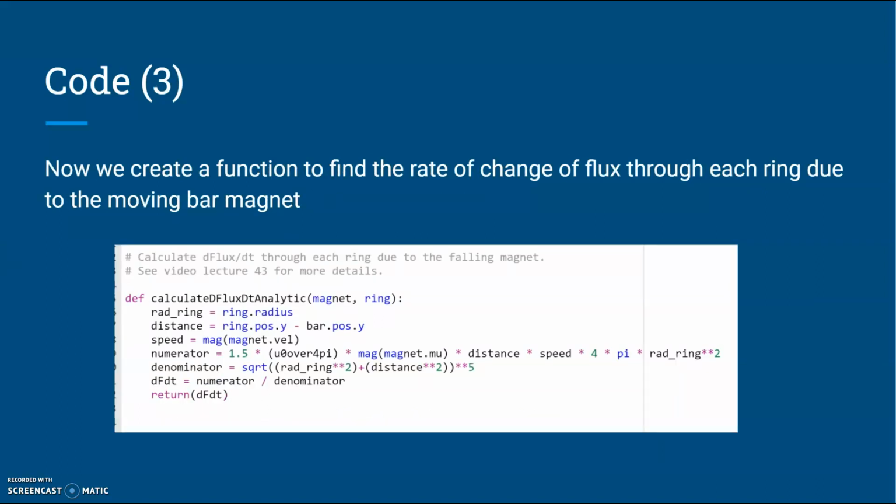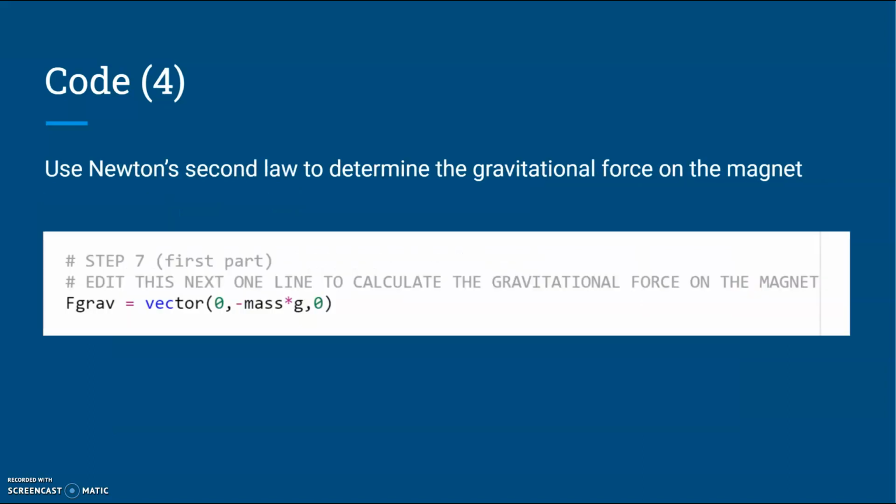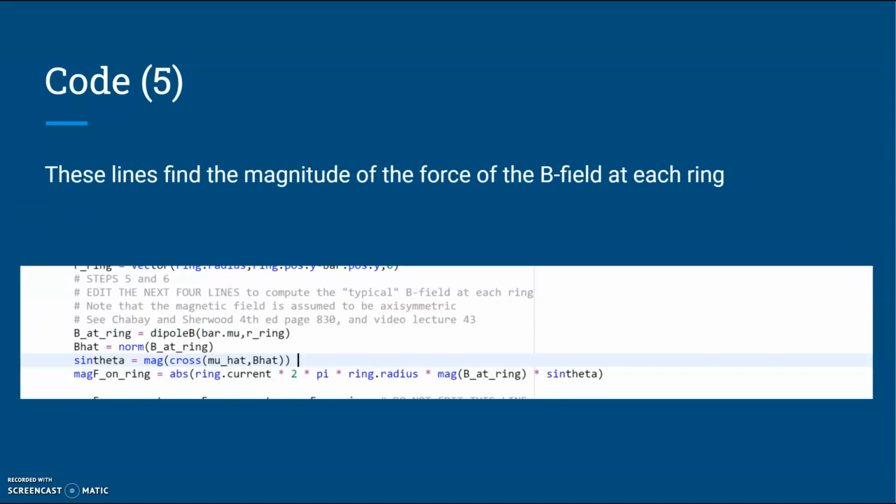Now we create a function to find the rate of change of flux through each ring due to the moving bar magnet. This uses concepts from Faraday's law. Now we use Newton's second law to determine the gravitational force on the magnet, which is mass times gravity. These lines of code find the magnitude of the force of the B field at each ring.